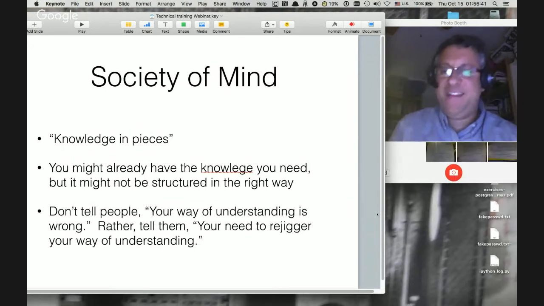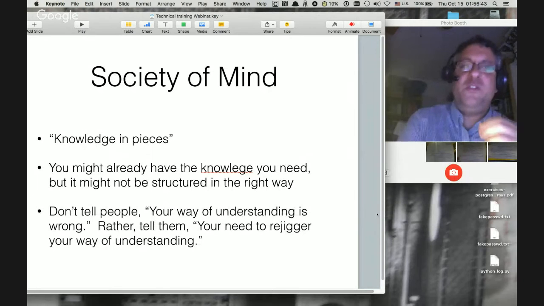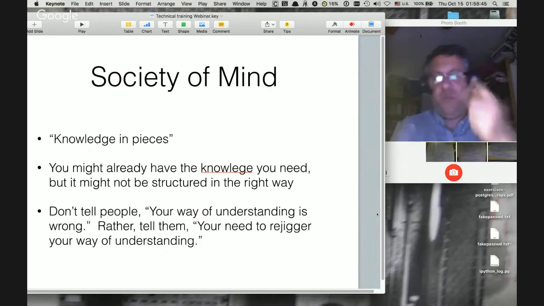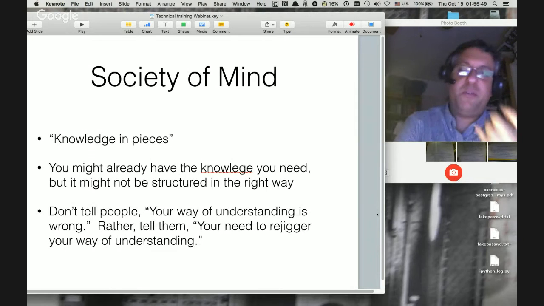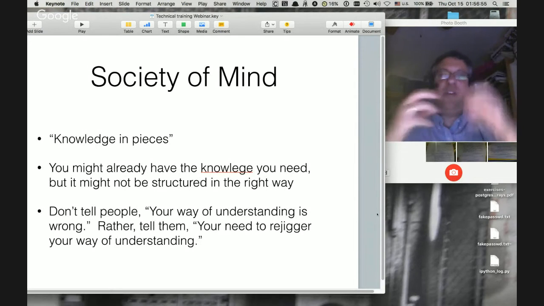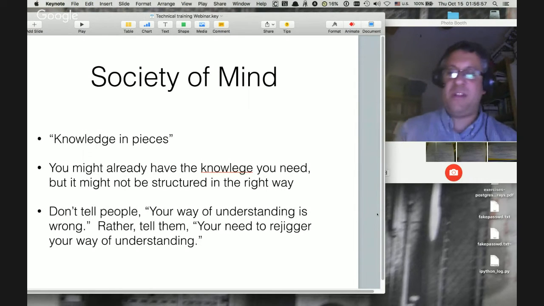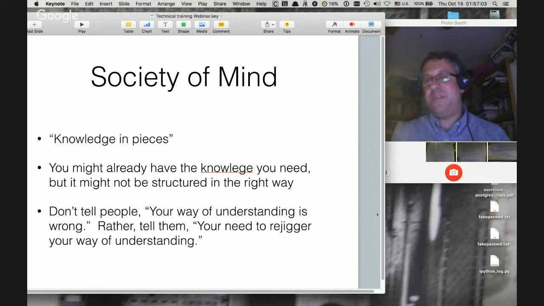So what this means is don't go to people and say, you are wrong, your conception is wrong. What you want to do is use the knowledge they have, which is probably the right knowledge or mostly the right knowledge, just not associated in the right way. So take what they know and rejigger it. So if you know several programming languages and you're teaching programming, you definitely want to use other languages to compare and contrast, because it'll help to put the information in place.